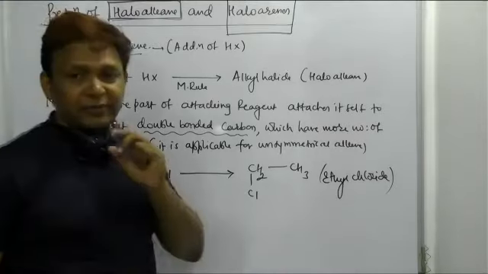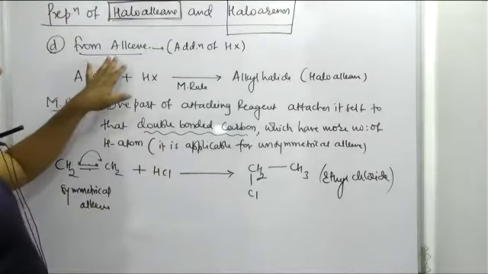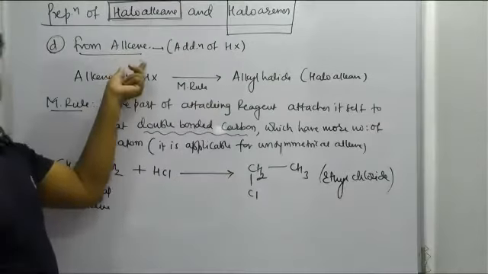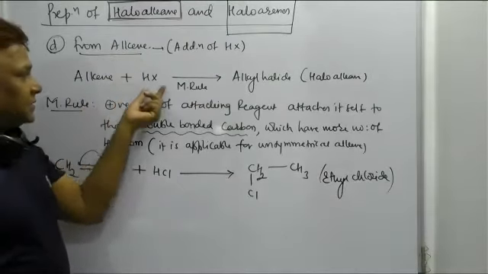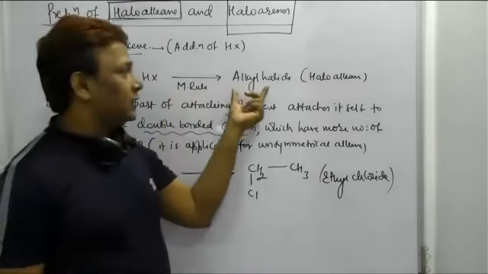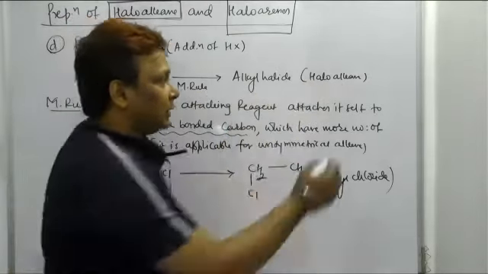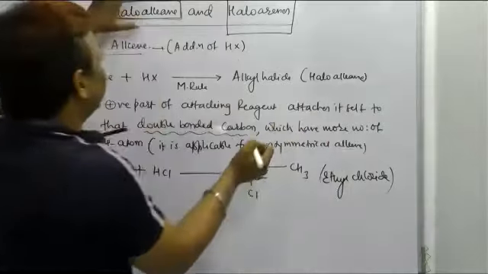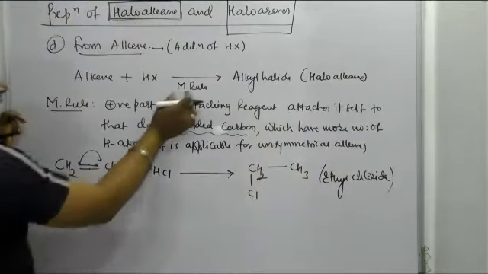Now, what we are seeing here is the addition of hydrogen halide to the alkene. Alkene plus HX will follow the Markovnikov rule and gives rise to an alkyl halide, called a haloalkane. It is a method to prepare haloalkane. But here, what does the Markovnikov rule mean?